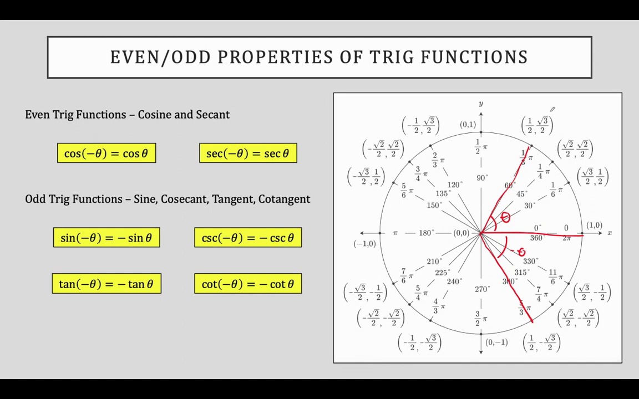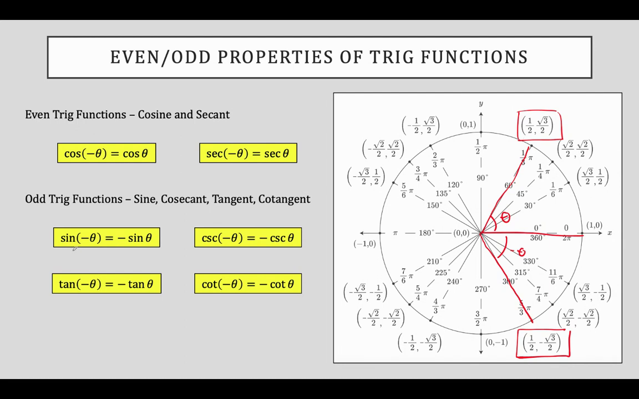And if you were to compare the ordered pairs, x and y, you might notice that the x-coordinates are identical and the y-coordinates are opposite of each other. So notice, if we were to evaluate the cosine of negative pi over 3, that would be the exact same thing as the cosine of positive pi over 3. They share the exact same x-coordinate. And because secant is just the reciprocal of that, the same thing goes for secant.